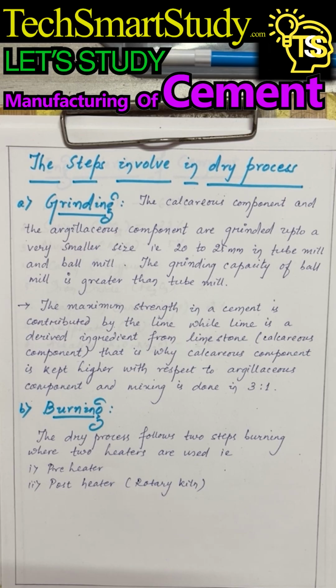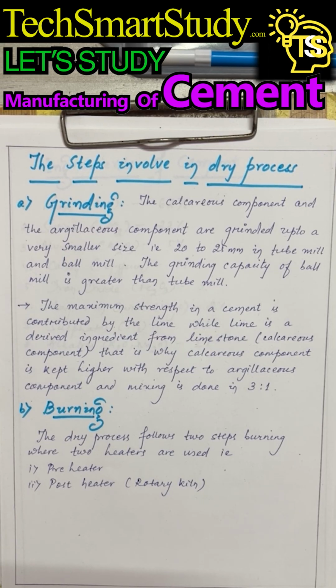Now as it gives maximum strength to cement than the argillaceous component which is rich in silica and alumina, that's why the proportional mixing done between calcareous component and argillaceous component is 3:1.